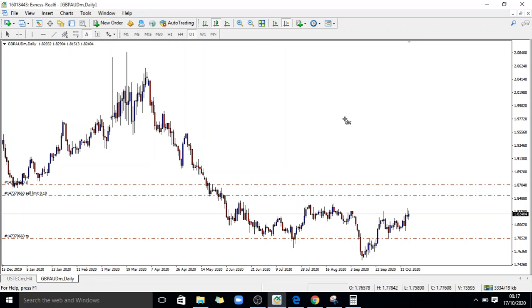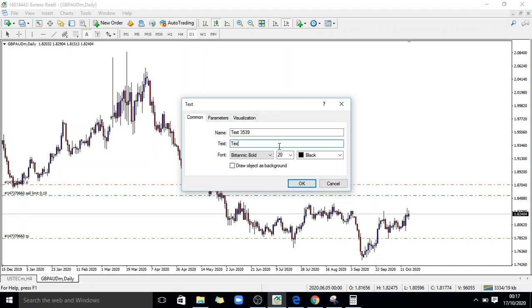So let me see. British pound, Australian dollar on the daily time frame.